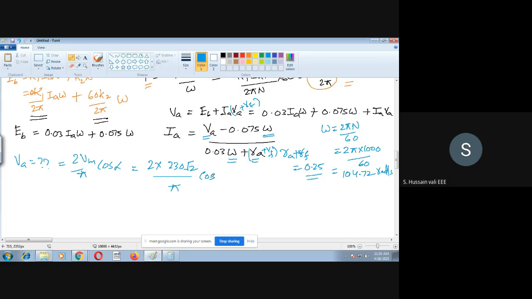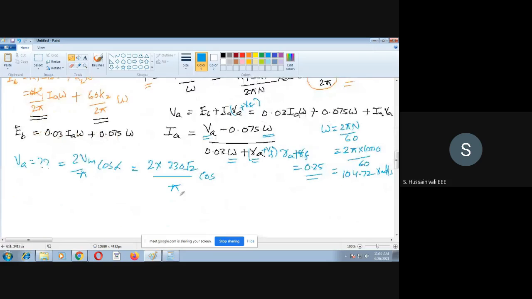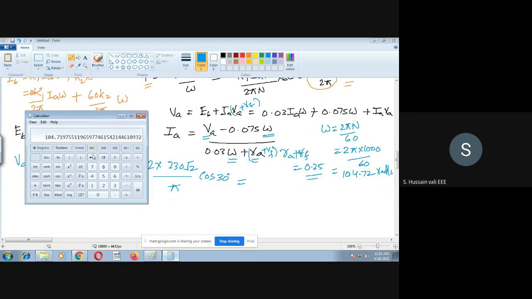So what is the value of alpha he has given in the problem? He has given 30 degrees. So you put cos 30. So that's it. Then you will find out the value of VA. Cos 30 multiplied by 230 multiplied by root 2 multiplied by 2 divided by pi. So we got the answer, 179.3 volts.